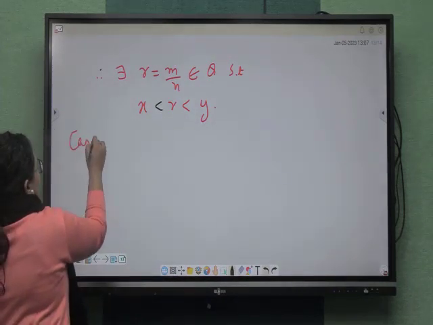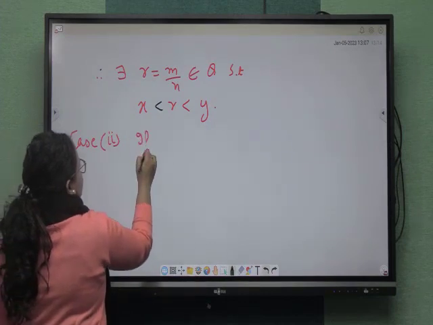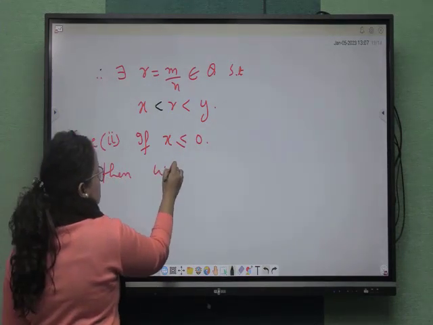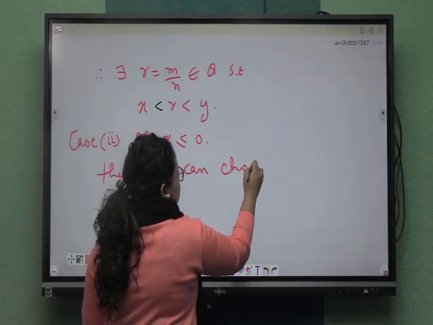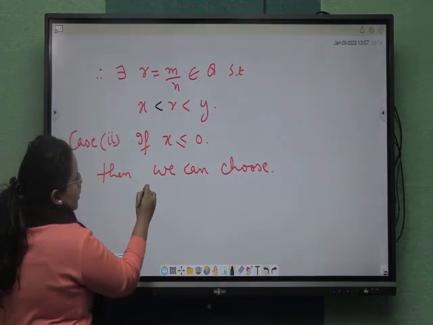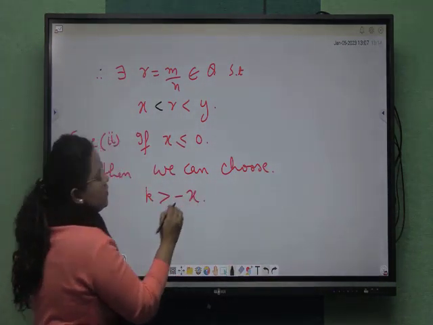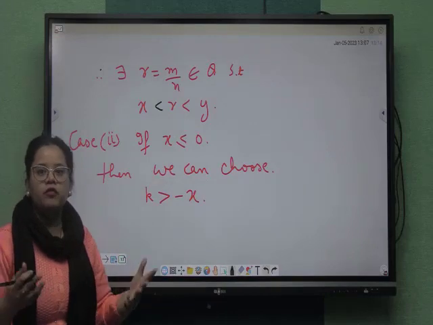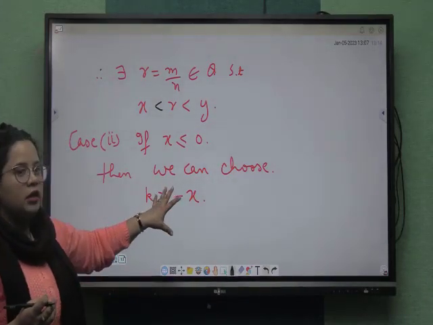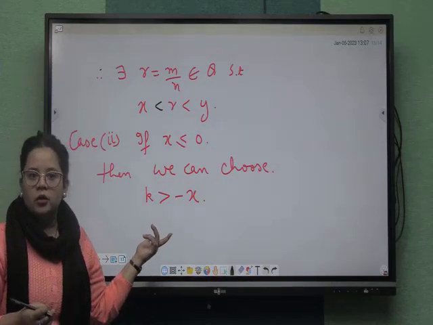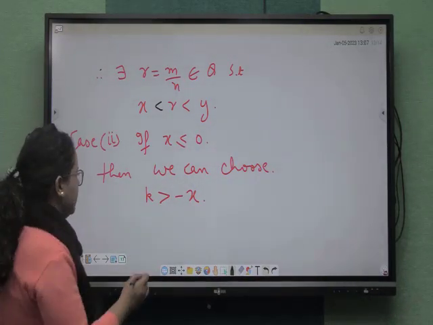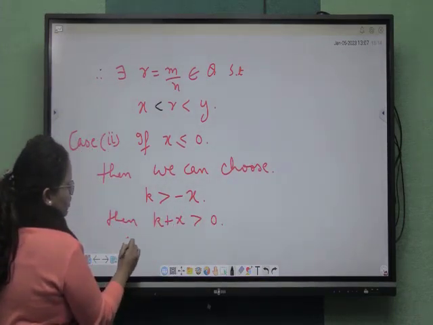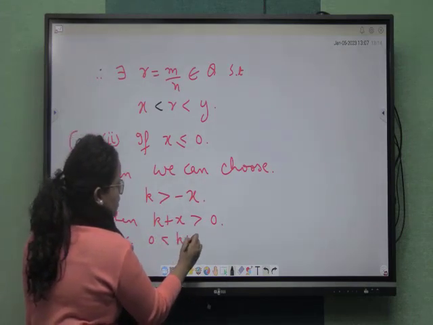So case 2, if x is less than or equal to 0, then we can choose k which is greater than minus x. This can be done by using the Archimedean property. We know that we can find an integer greater than any real number. So greater than minus x, you will definitely get a positive integer, a natural number. Then k plus x is greater than 0. So therefore 0 is less than k plus x.